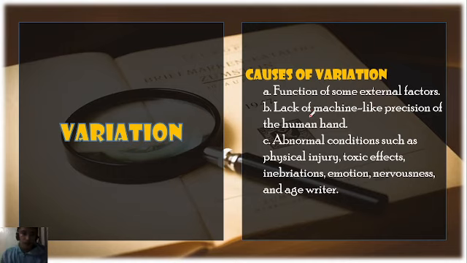So what are the causes of it? It's because of the function of some external factors, and lack of machine-like precision of the human hand. Abnormal conditions such as injury, toxic effects, inebriation, emotion, nervousness, and age. And with that, sa external factors, it's because of the condition of the paper. Magkakaiba-iba yung ballpen na gamit natin, magkakaiba yung papel na gamit natin.